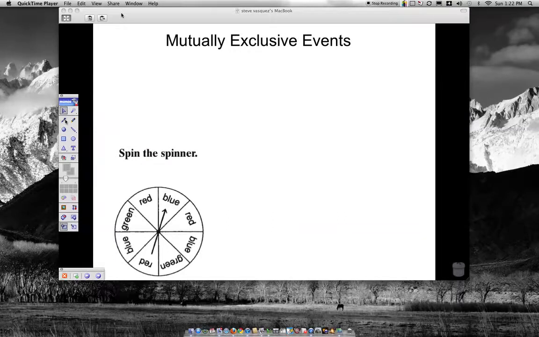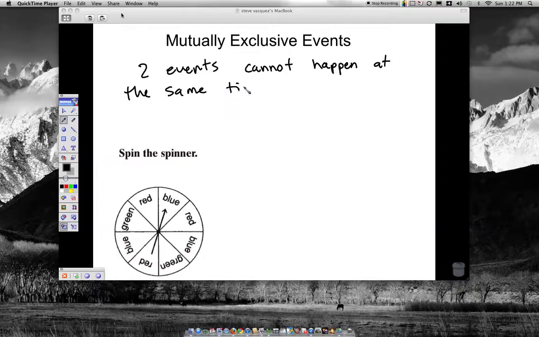Mutually exclusive events are when two events cannot happen at the same time. When you have two mutually exclusive events, you're going to find the probability of event A. You're going to add it to the probability of event B, and that's going to give you your total probability of the event happening.